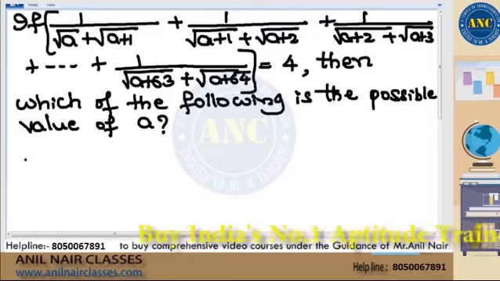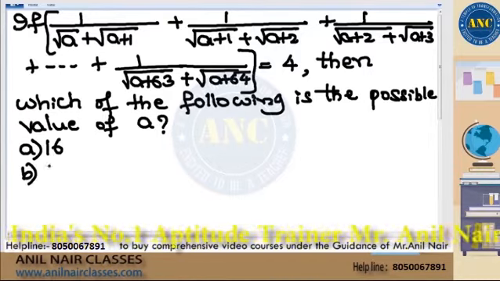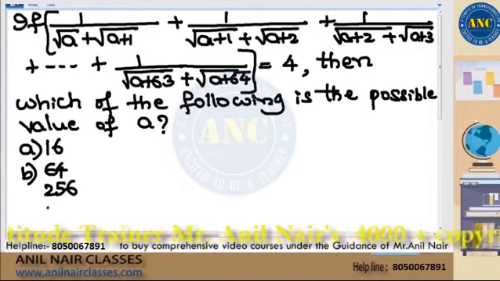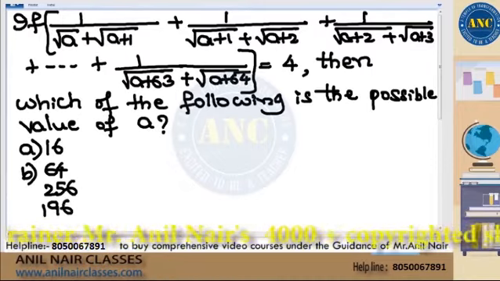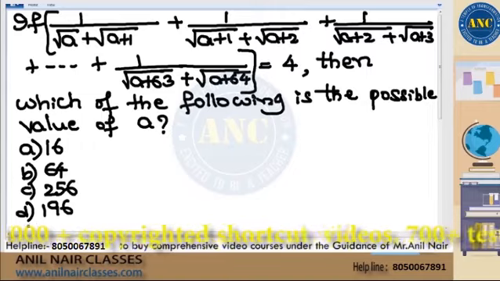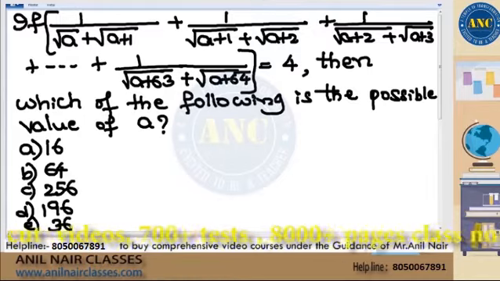Kindly apologize for it. So options are, first option is 16, second option is 64, third option is 256, fourth option is 196. Another option is also mentioned here, it is 36. These are the 5 possible values. One of them will satisfy the above equation. Which will satisfy the question?